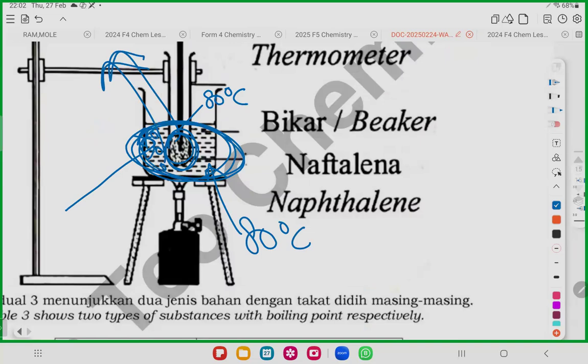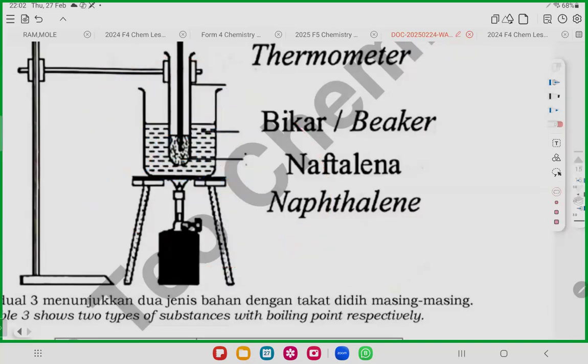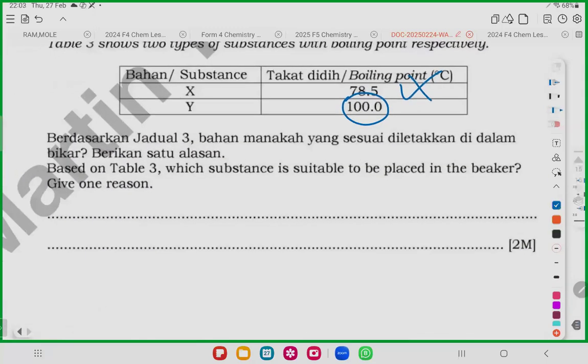Understand? So make sure you all know the liquid that you use as the bath, the boiling point of the liquid must be higher than the melting point of the substance that you want to reach. Understand? That's it. So how to put this thing in words to score a beautiful 2 mark?